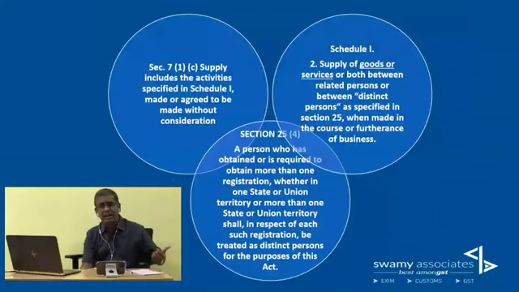Say, for example, I have a factory in Tamil Nadu. I have my depot in the state of Karnataka. So I have to take registration both in Tamil Nadu as well as Karnataka. Once I take the registration in two places, these two registrations will be treated as a distinct person under GST, under section 25.